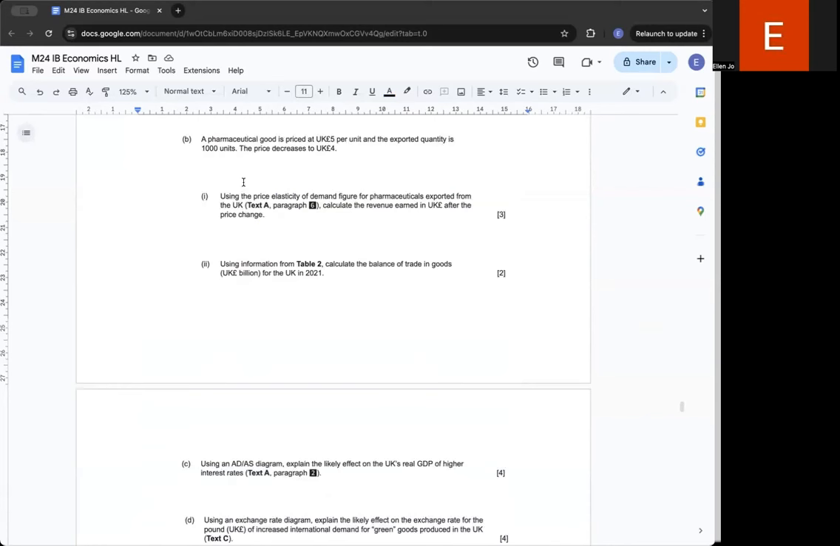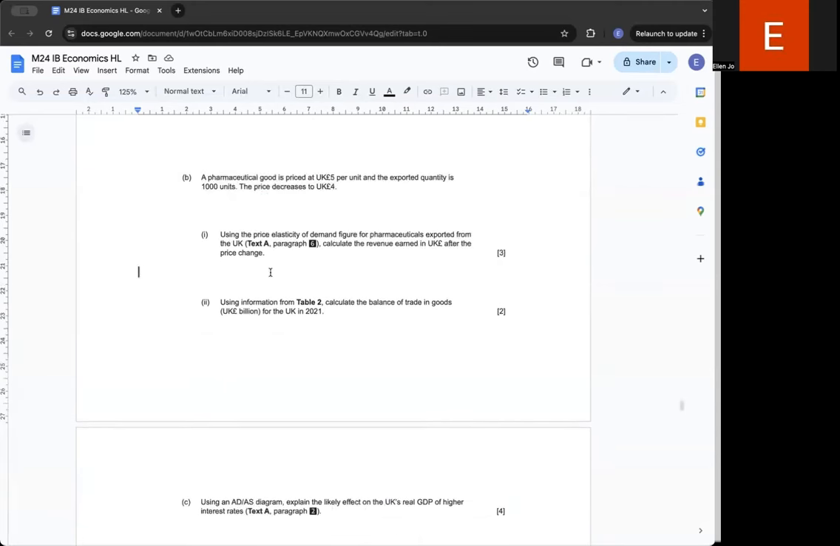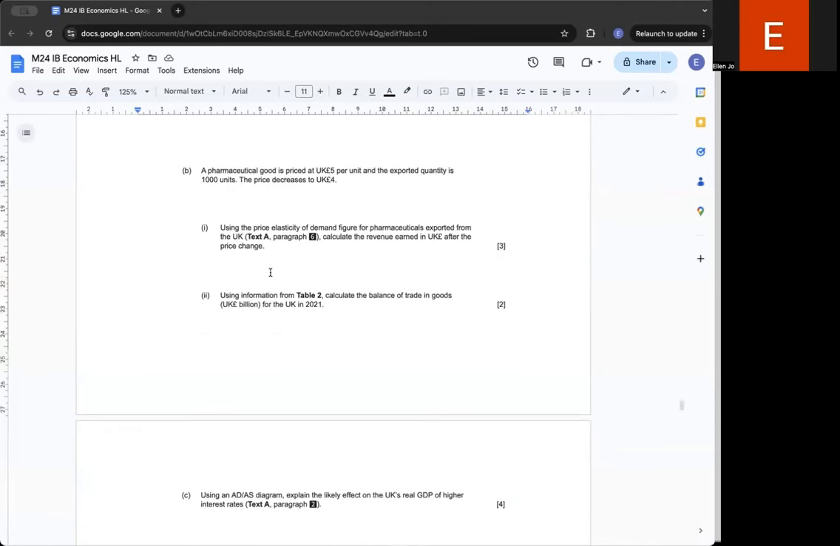Question B. A pharmaceutical good is priced at £5 per unit and the exported quantity is 1,000 units. The price decreases to £4. Using the price elasticity of demand figure for pharmaceuticals exported from the UK, calculate the revenue earned in UK pounds after the price change.